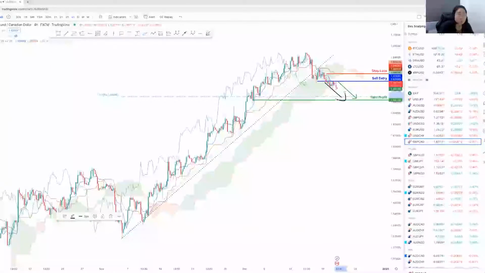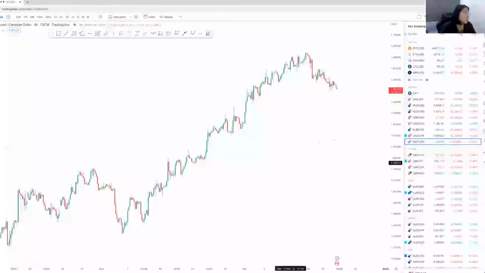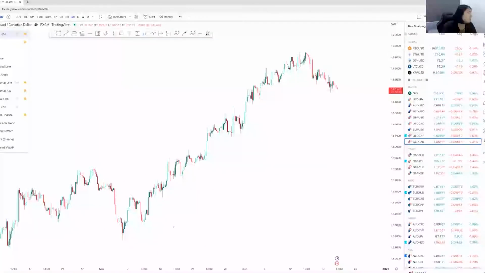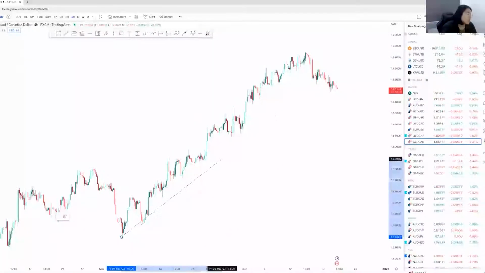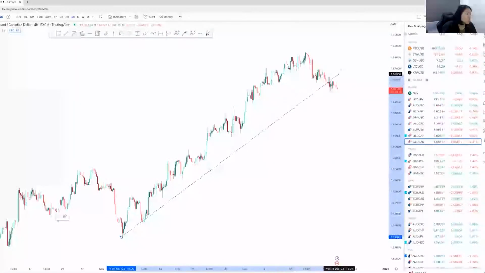You should be able to see GBP CAD. This is a practice session, so I'm going to show you guys how to identify a trend. We're going to identify trend lines, so we're going to get rid of this and start with a clean slate. I already gave you the answers to this one, so you already know that price is moving in an uptrend. And this is how you draw the trend line.